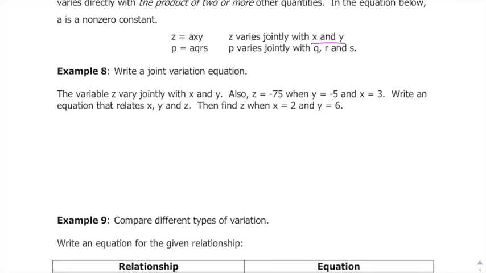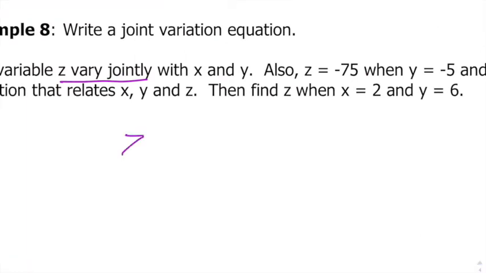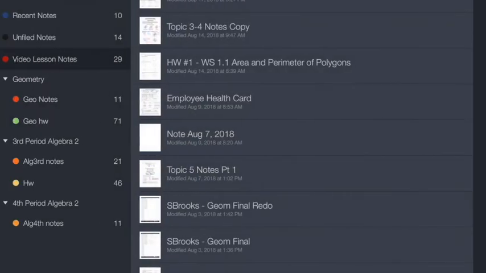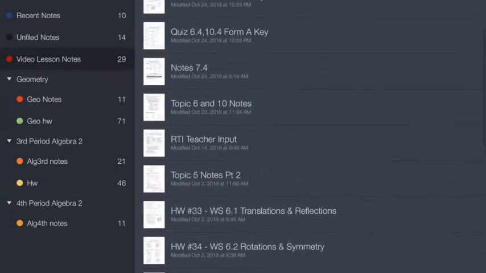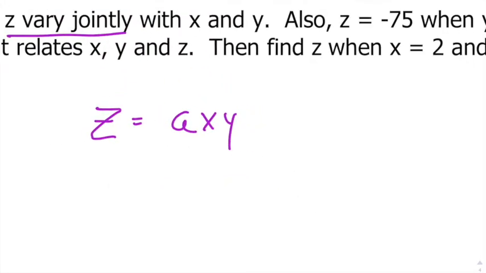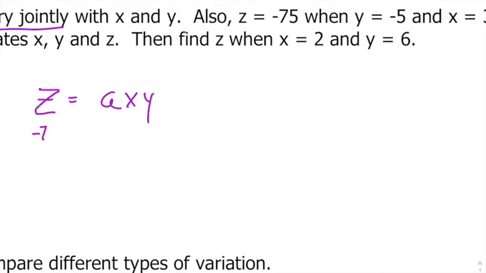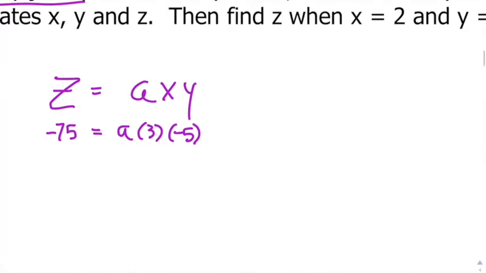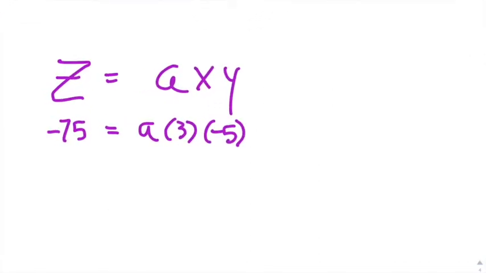Look here, we got Z varies jointly. That means Z is by itself. Usually there's some type of A value, I'll put that out in front, and then apparently we have X and Y. So there's your equation. Now we got to go get A. Let's plug in what they gave us. With that relationship, let's plug in the negative 75. The X is 3, and then Y is negative 5. Then we're going to solve for A.